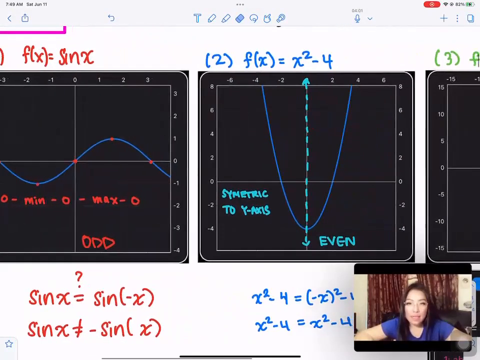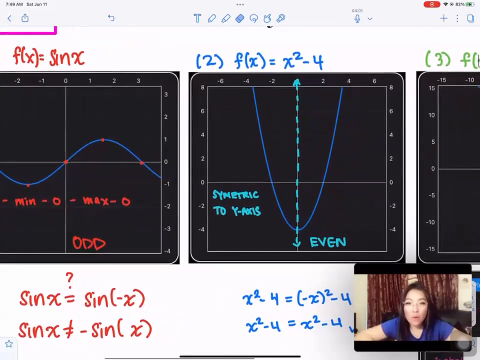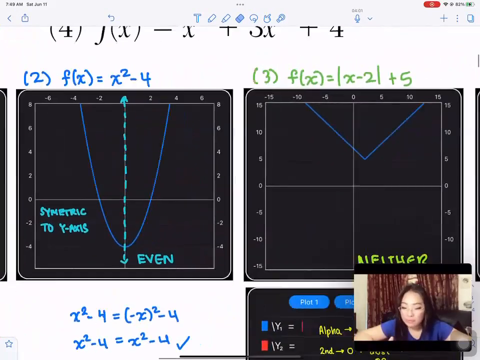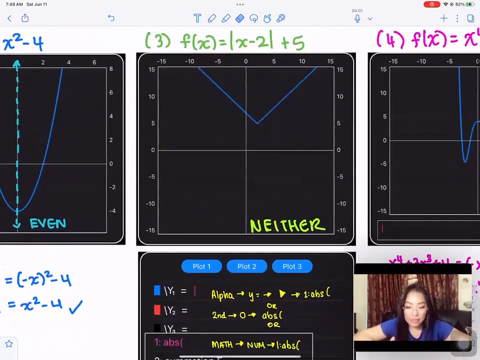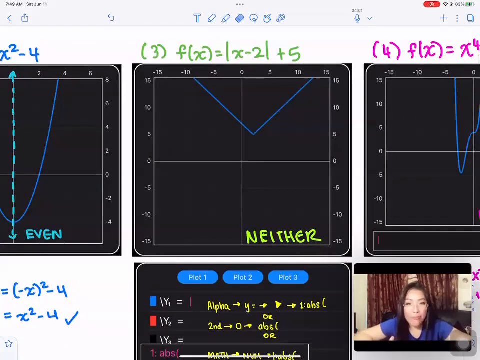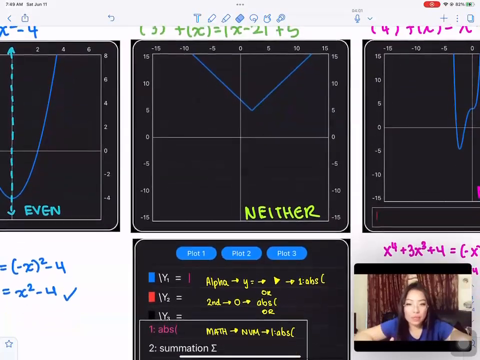And then this one, number 2, x squared minus 4, I hope you can see that that's symmetric to the y-axis. And also the degree is even. That's why it's called an even function, but not all even degrees are even functions. For example, x squared plus 2x plus 3 is not going to be an even function. It doesn't have symmetry there. Now, this one is neither, this absolute value function, because there's no symmetry around the y-axis. And if you rotate 180 degrees, it's not going to work either.